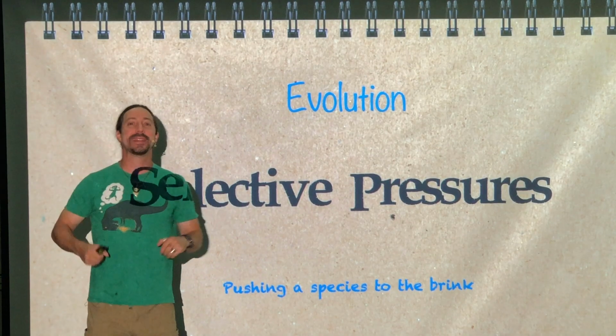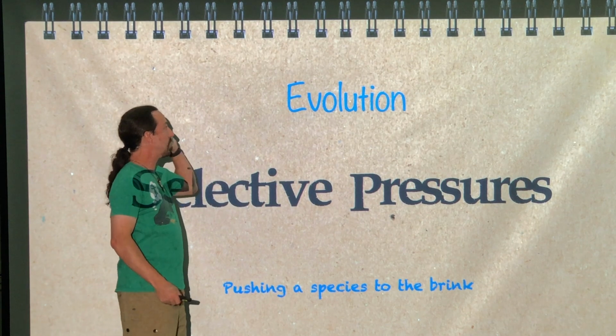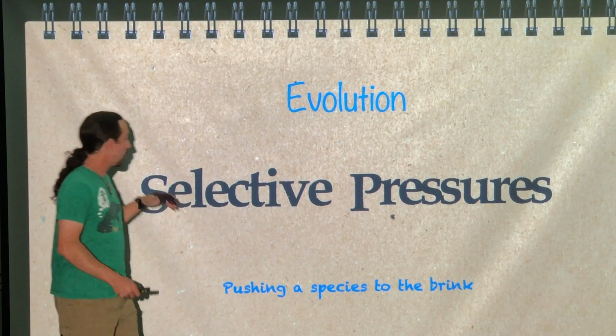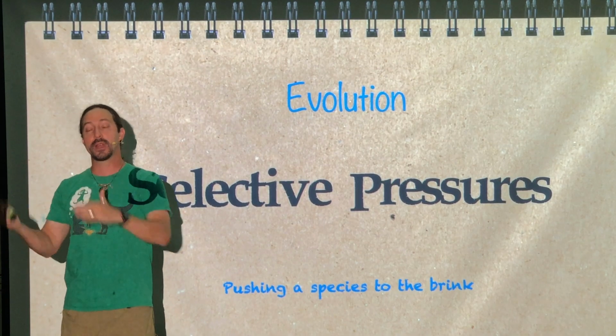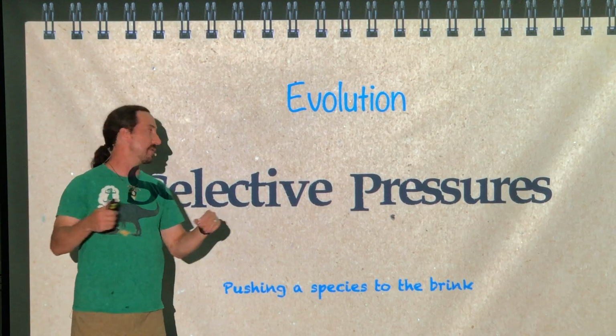Hello and welcome to this episode of Tutors, continuing our unit on evolution, and we are looking today at selective pressures. Different things that can cause some alleles to be favored and other alleles to be disfavored.